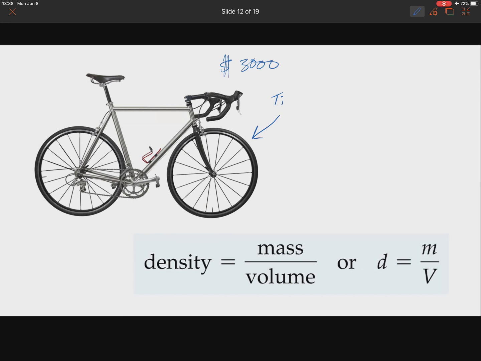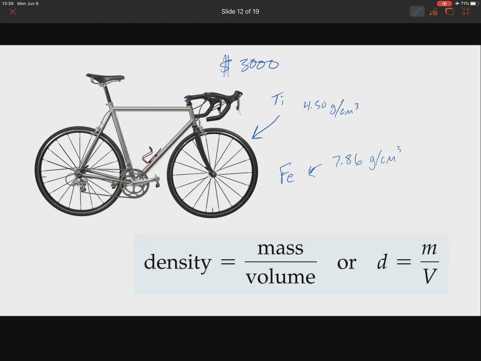So we describe this property by saying that titanium is 4.5 grams per centimeter cubed, and that iron, which is not in this bike, would be more dense, 7.86 grams per centimeter cubed. So we would say titanium is less dense, and that iron is more dense. And the density here we're talking about really is the compactness of the atoms. How many atoms we can fit into a certain space.